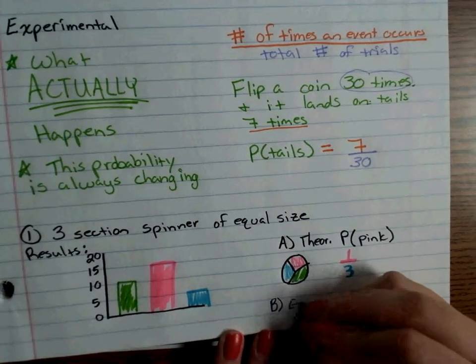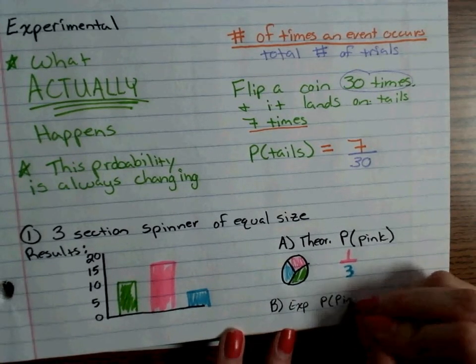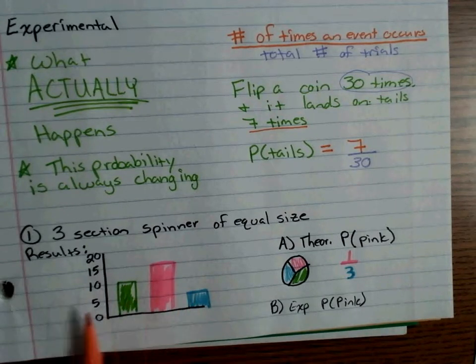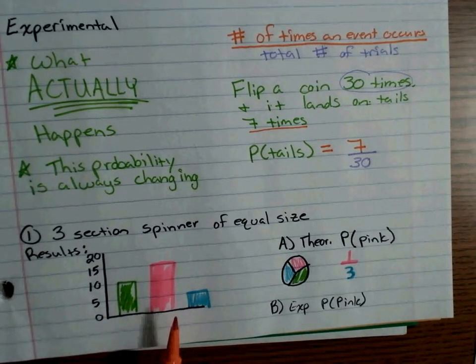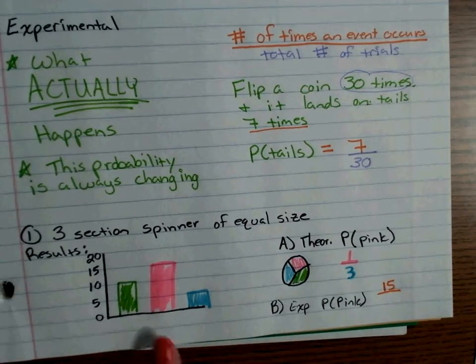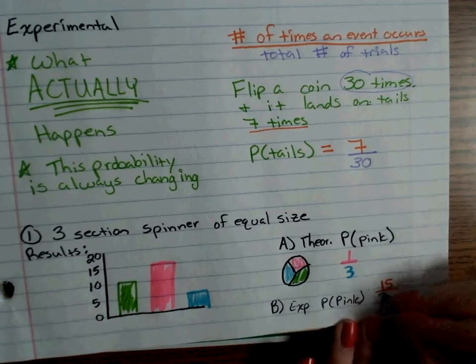Now, if I want the experimental probability of pink, that's based off of the actual experiment. How many times did pink occur in my experiment? Look at the chart. What does pink go up to? 15. So it occurs 15 times out of how much total? How do we find the total? Add them all together, right? 10 plus 15 plus 5. What is that going to give us? 30. Okay, so it's going to be 15 out of 30.